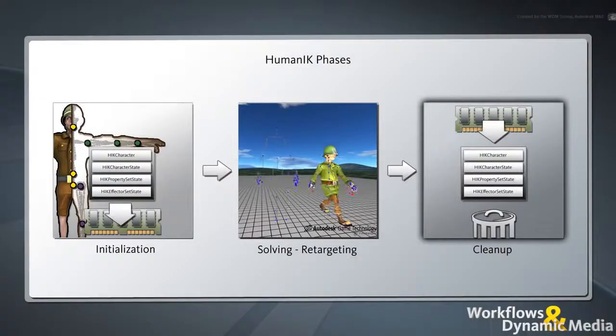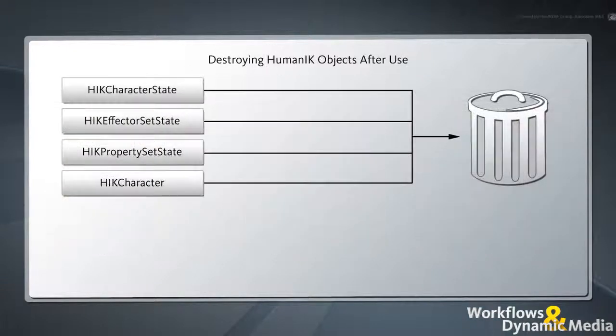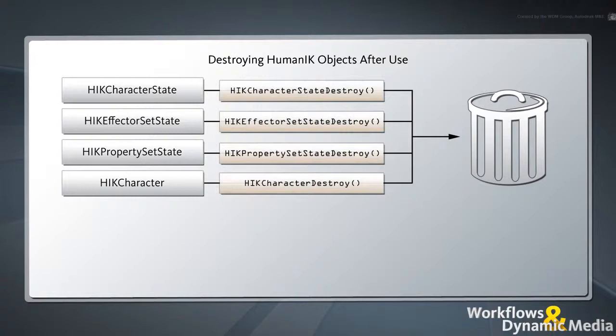Now that you know more about the IK solving and retargeting processes, let's focus on ways you can free memory resources and decrease CPU consumption of HumanIK at runtime. An easy way to be more efficient is to destroy the initialization objects when you finish using HumanIK for your characters. Use the following functions to delete the corresponding object.